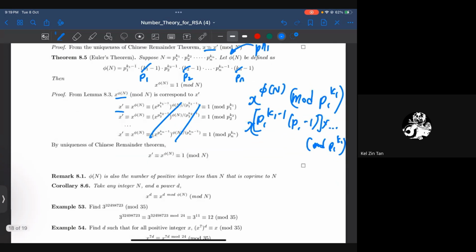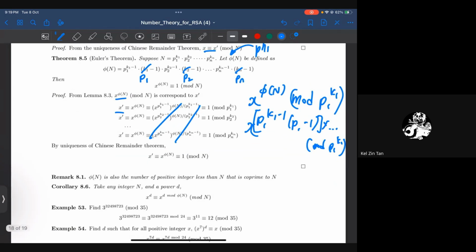And just now we already see that the first term here will result in, sorry, will result in 1. So this will become 1 to the power of phi n divided by p1 to the k1 minus 1 times p1 minus 1. And then 1 raised to any power is equal to 1. So we have that x to the phi n in every equation will become 1. It will be congruent to 1.